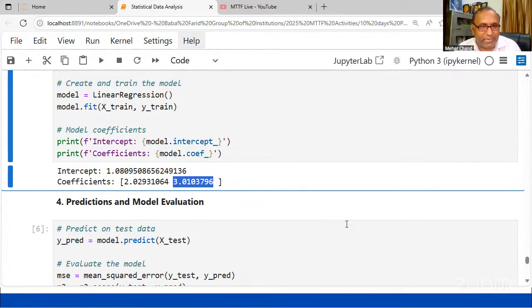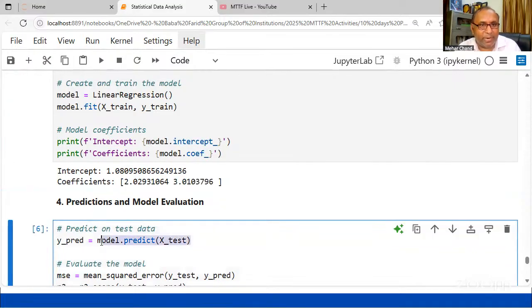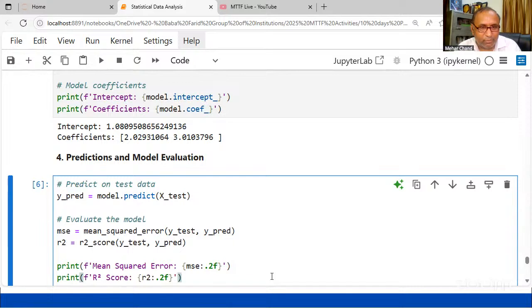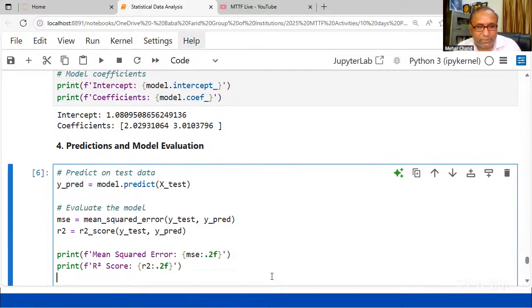So predict on the test data. We will use here the function model.predict(x_test). So x_test we have to use here, and corresponding to this we have the y_pred. Then we will evaluate the model. For that we are using mean_squared_error(y_test, y_pred) and r2_score(y_test, y_pred). So both the values we are using here, and this will compute both MSE and R2. Then we need to execute with shift and enter.